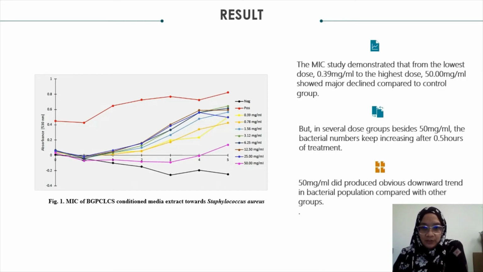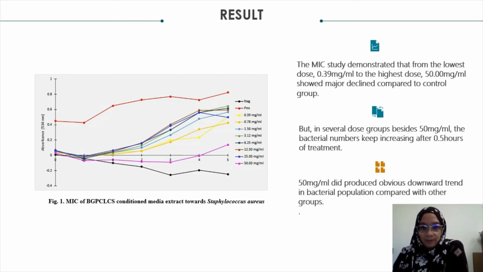at 0.39 mg per ml, up to the highest dose at 50 mg per ml, had obvious effects on bacterial growth inhibition. It is demonstrated that bacterial growth was inhibited from the lowest to the highest dose. As you can see, all the concentrations tested had obvious effects, significantly decreased, and show major decline in bacterial growth compared to the positive control. But in several doses, besides 50 mg per ml, the bacterial numbers keep increasing after 0.1 hours of treatment.